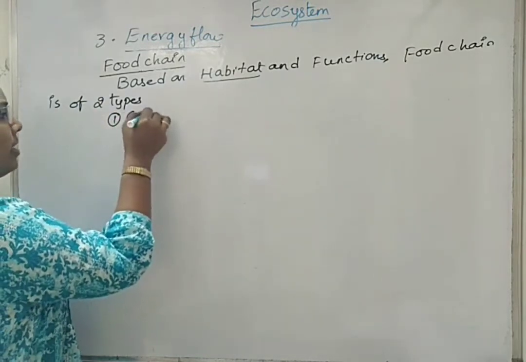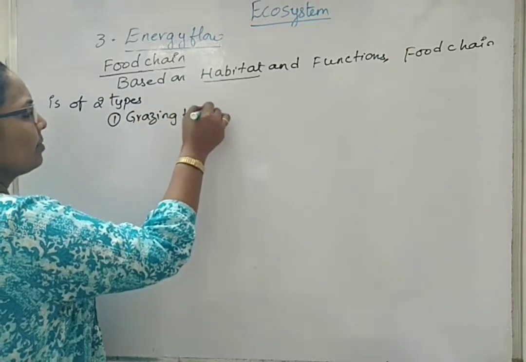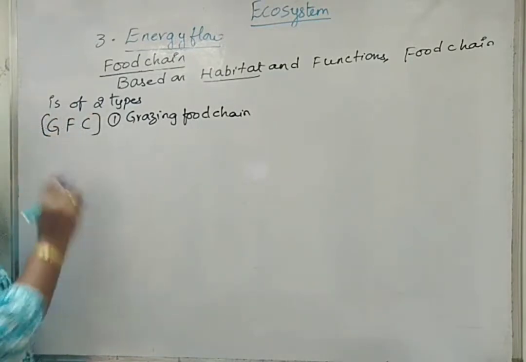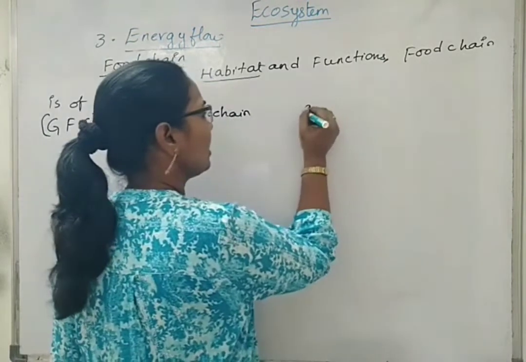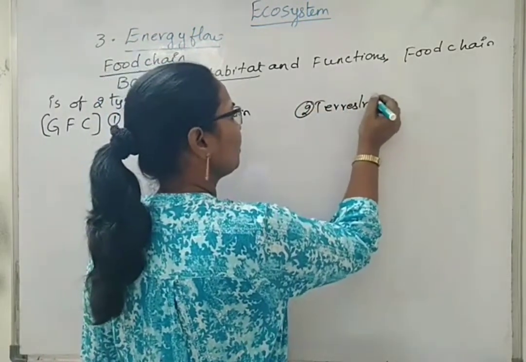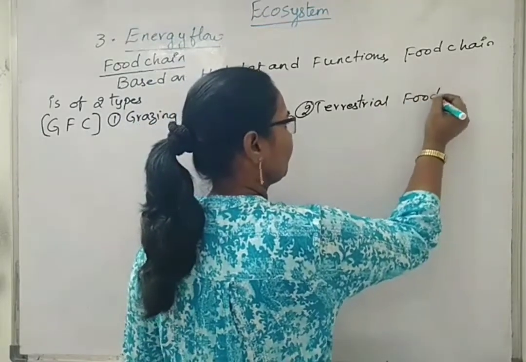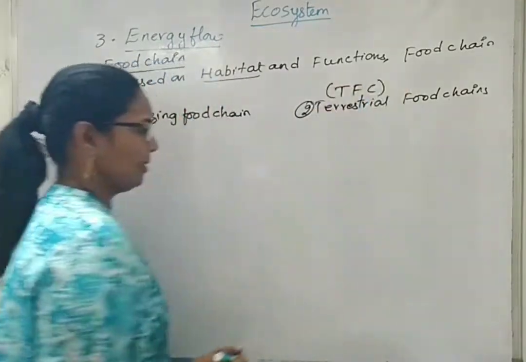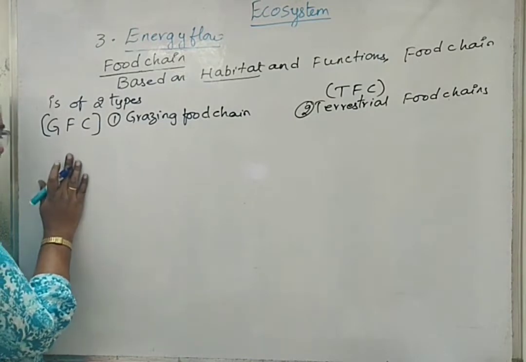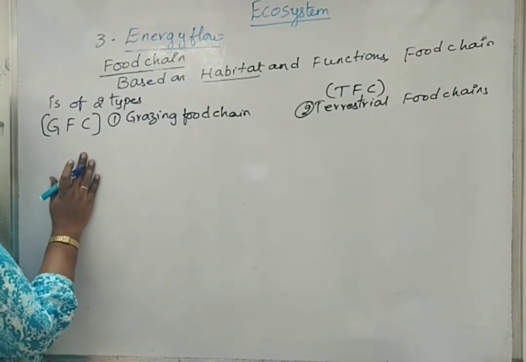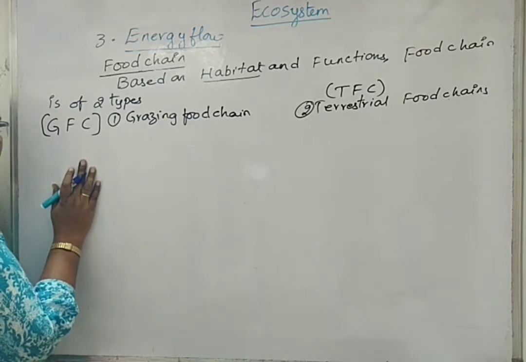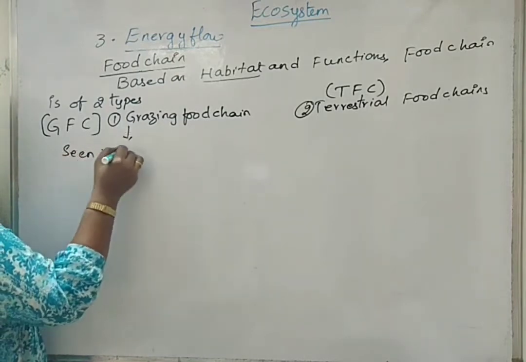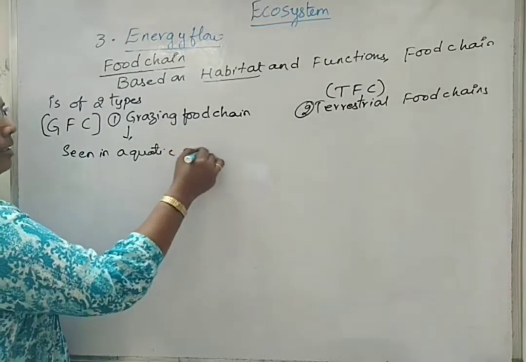One is grazing food chain. This we represent with capital alphabets, that is GFC. Next, the second one, terrestrial food chains. This we represent with capital T, capital F and capital C. This grazing food chain exhibits less energy flow and it starts with plants or the phytoplanktons, and mostly we can see this one in aquatic ecosystem.